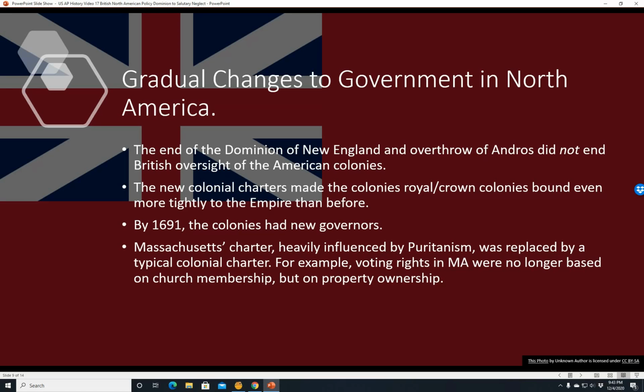By 1691, the colonies had new governors. Massachusetts's charter, heavily influenced by Puritanism, was replaced by a typical colonial charter. For example, voting rights in Massachusetts were no longer based on church membership, but on property ownership.